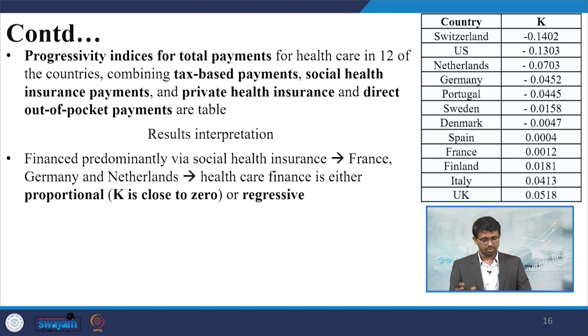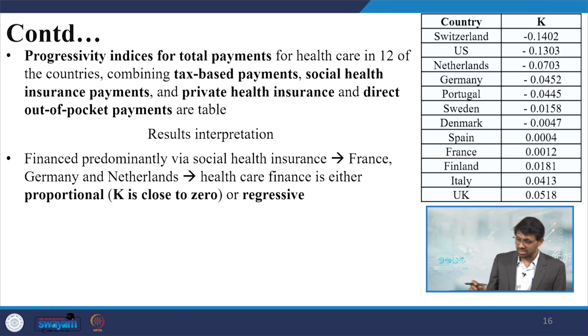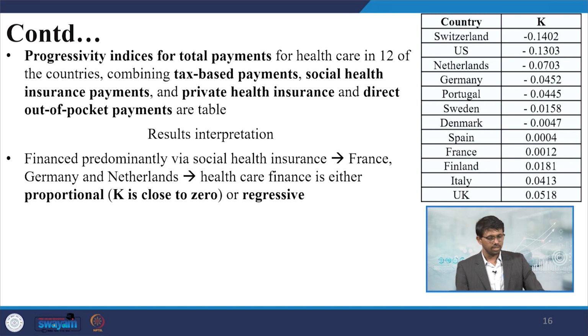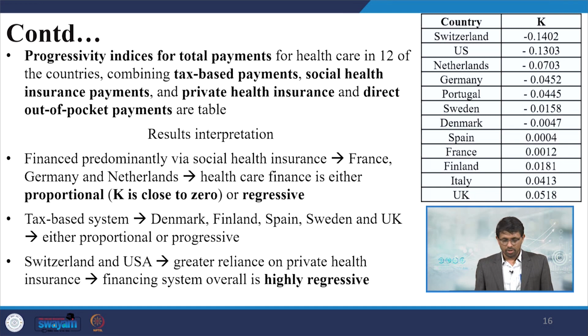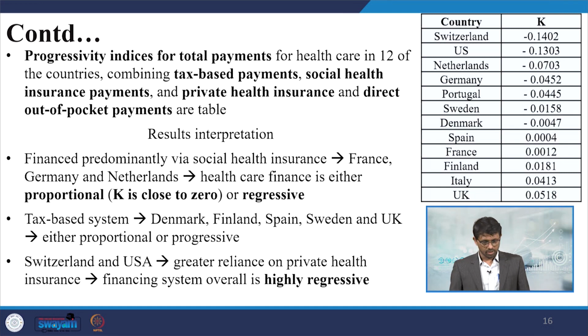You can just see from the result, based on positive and negative, which we have already said, and other values we have just interpreted, and accordingly we will further clarify. Now from the result you can see France, Germany and Netherlands especially, the value is very close to 0. Hence, that is considered to be a regressive structure.